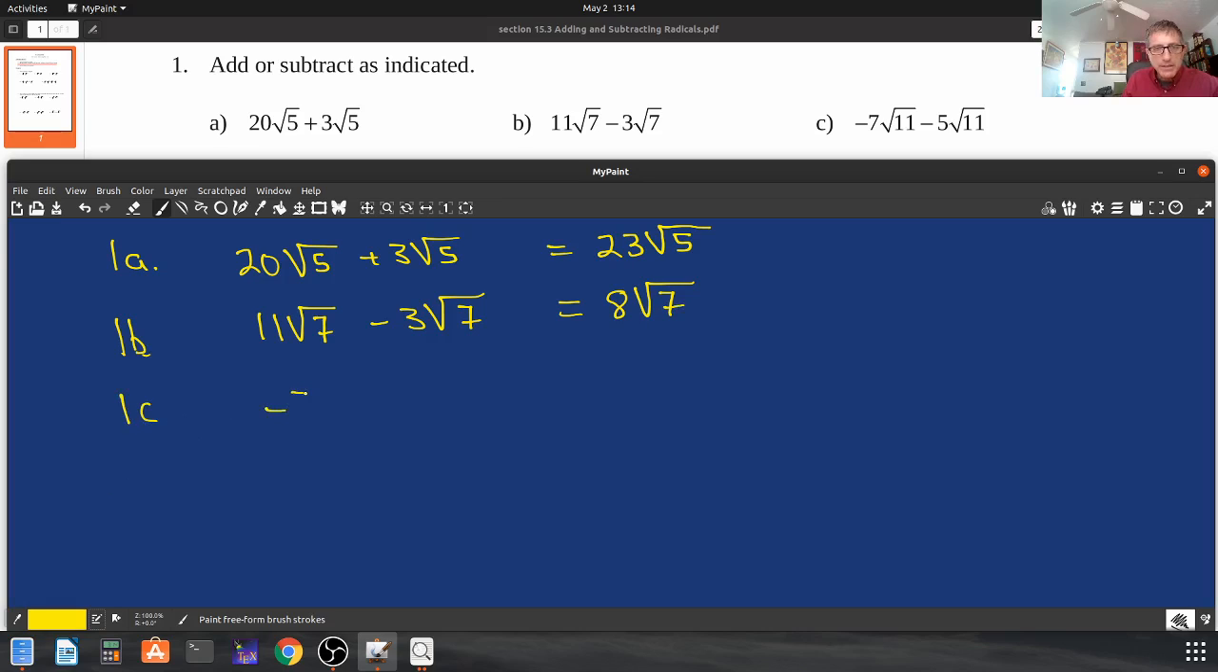Now we have minus 7 times the square root of 11 minus 5 times the square root of 11. These are like radicals. So I have minus 7 minus 5 of them. And what are they? Square root of 11. And minus 7 minus 5 is minus 12 of those things, which happen to be the square root of 11.